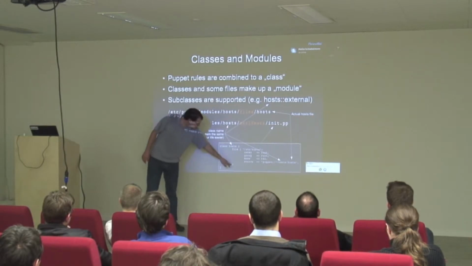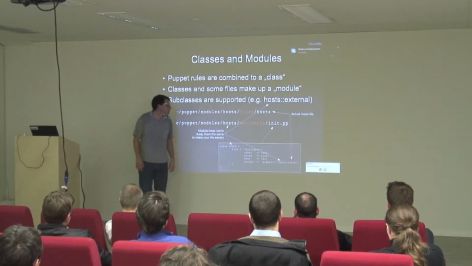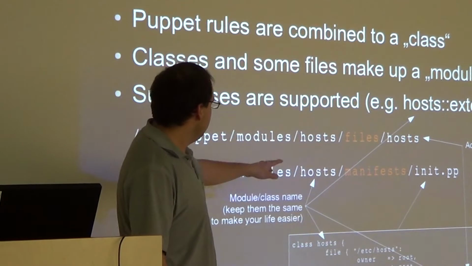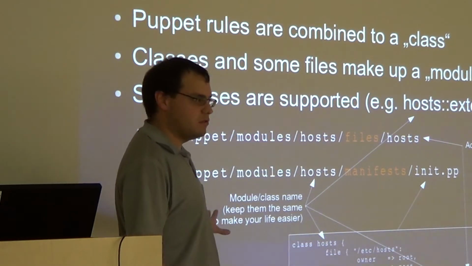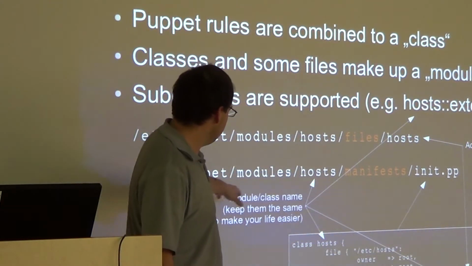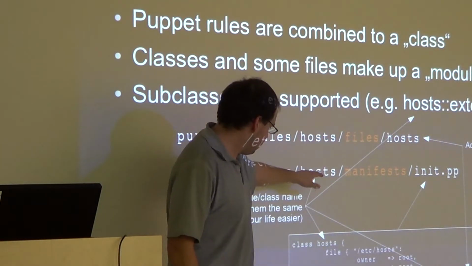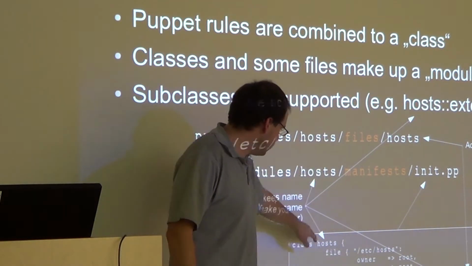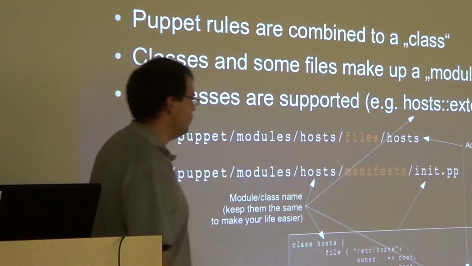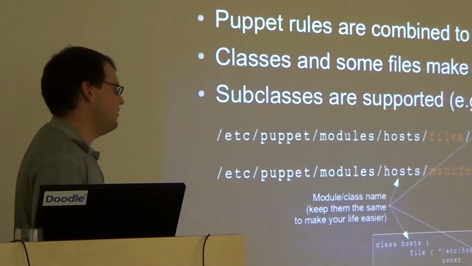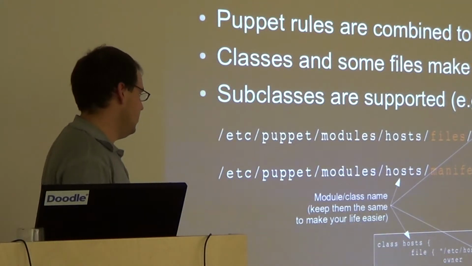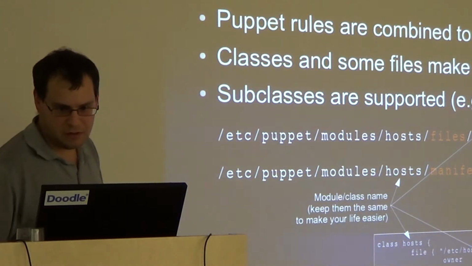So here we have the file type as before and just a class around it. There's not a strict rule that the package name, the module name and the class name must be the same, but you better do it, otherwise Puppet will not find the dependencies, and it's just not really worth it.